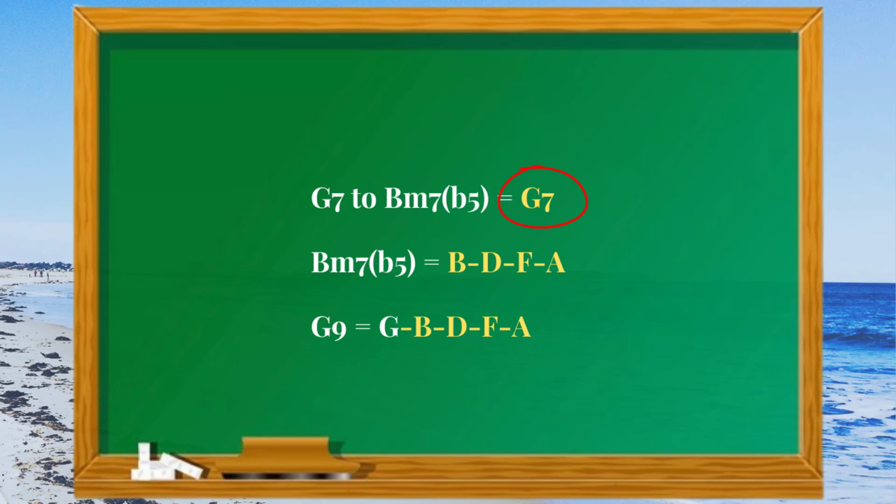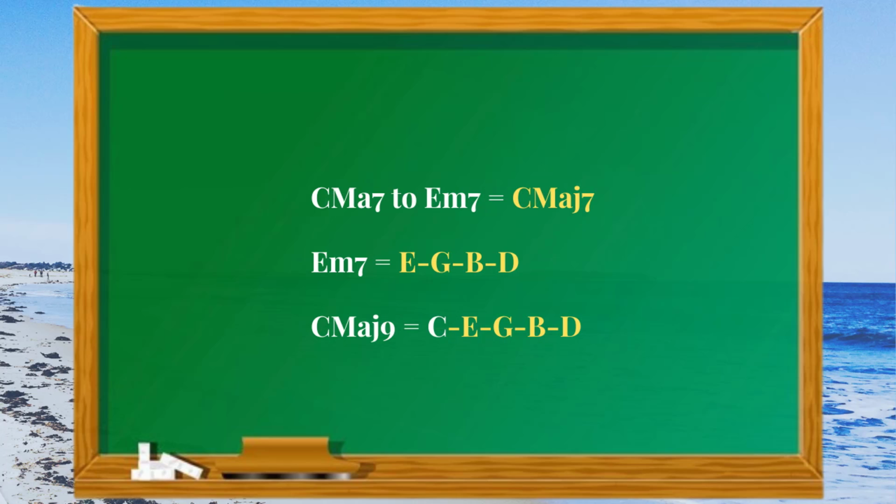And once again, if we had a close look at the C major 7th moving to E minor 7th, we could think of this as a bar of C major 7th, the E minor 7th making up 3 of the notes of a C major 9th chord.